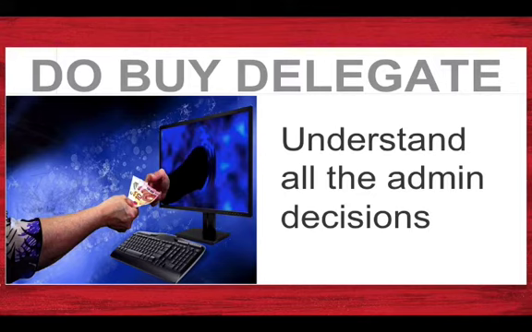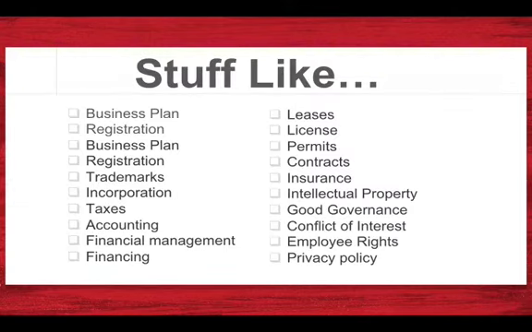So what is the checklist? What's the boring but critical admin stuff? Here's one possibility, and I'll go through it very quickly because we'll get into the details in a minute. The business plan, registration, trademarks, incorporation, taxes, accounting, financial management, leases, licenses, permits, contracts, insurance, IP protection, good governance, conflict of interest, employee rights, consumer rights, privacy policy, financing. That's one example. There could be many others on your list, depending on where you live.